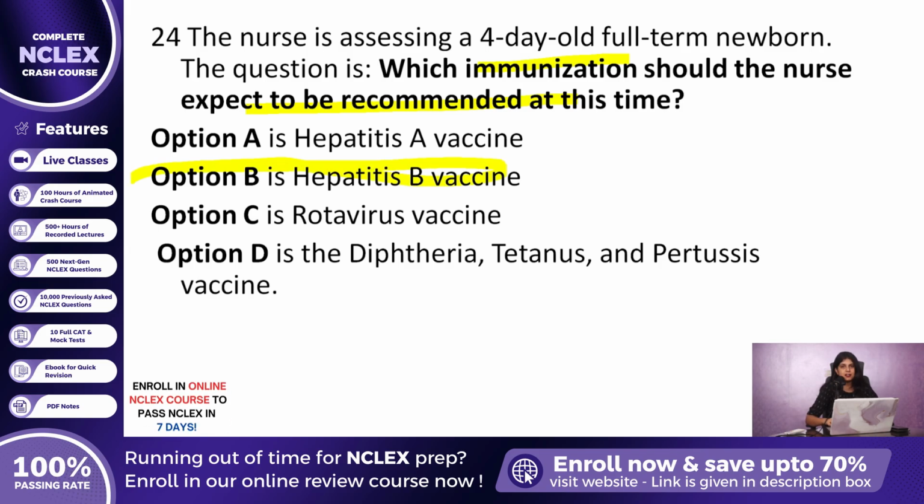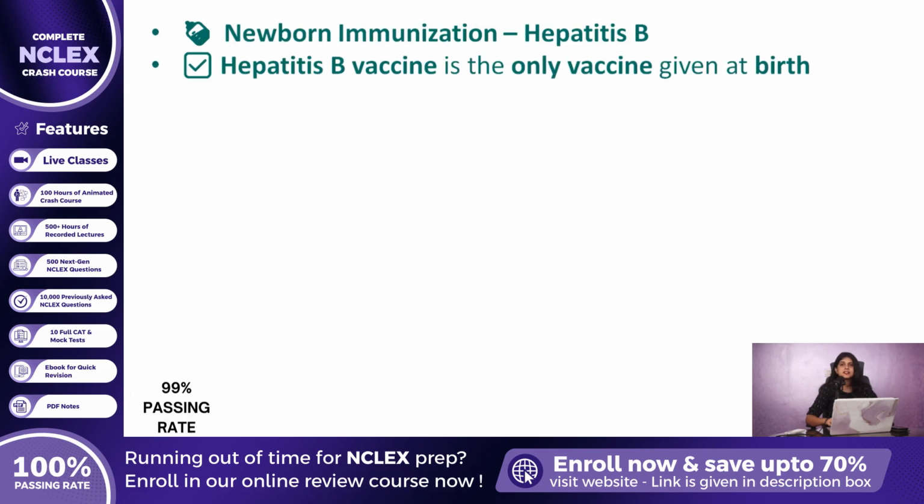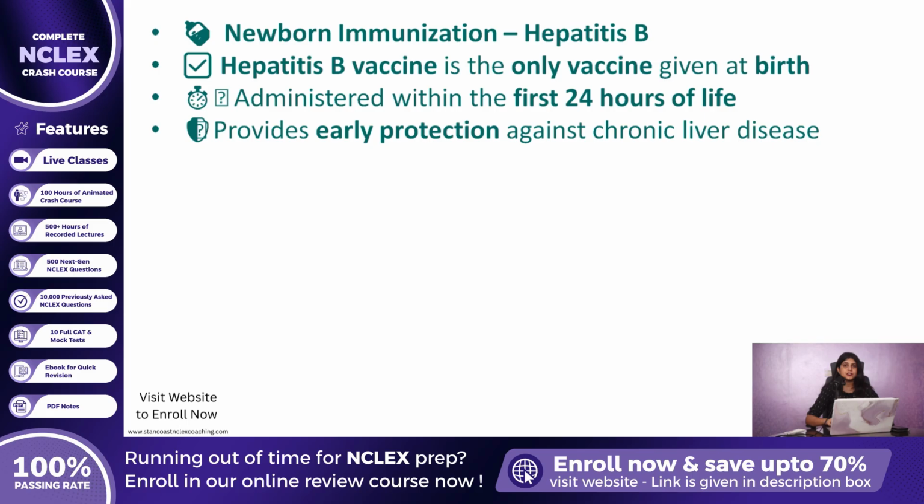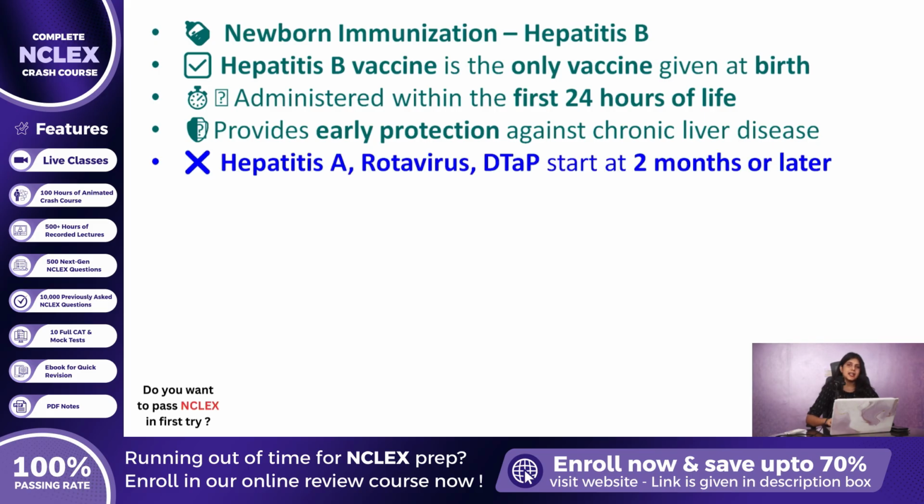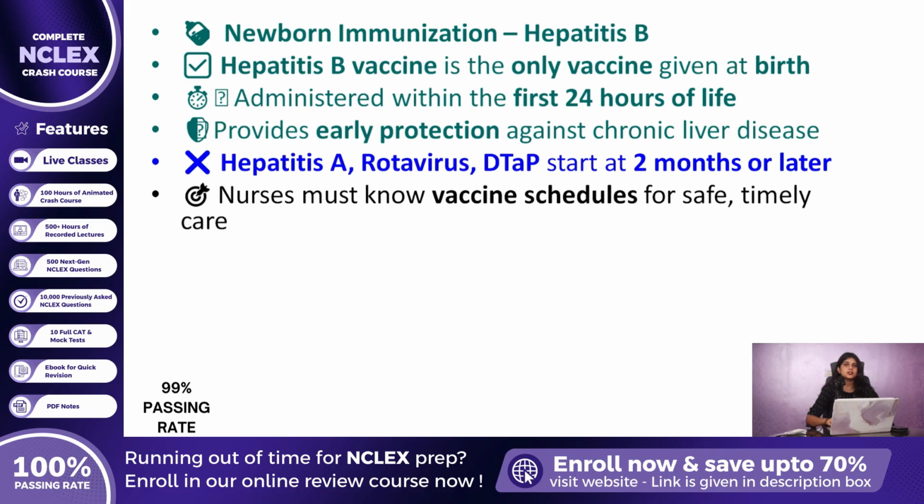Here is the rationale. The hepatitis B vaccine is the only immunization routinely given during the newborn period, typically within the first 24 hours of life. It provides crucial early protection against a virus that can cause serious liver disease. Hepatitis A, rotavirus, and DTaP vaccines are all initiated later, usually beginning around 2 months of age or later. Nurses must understand vaccine schedules to ensure timely protection and proper parental education.